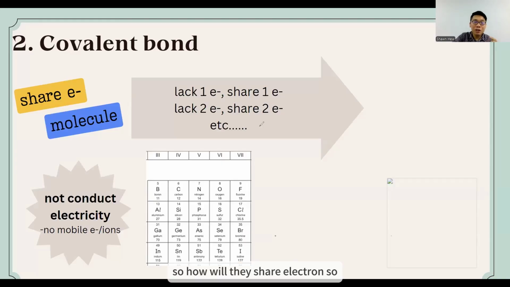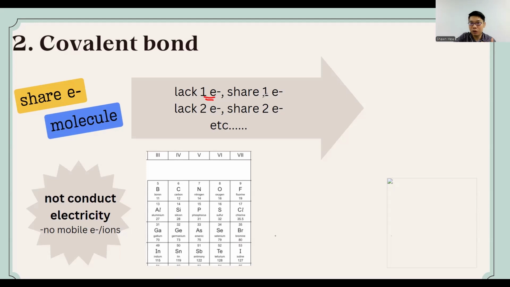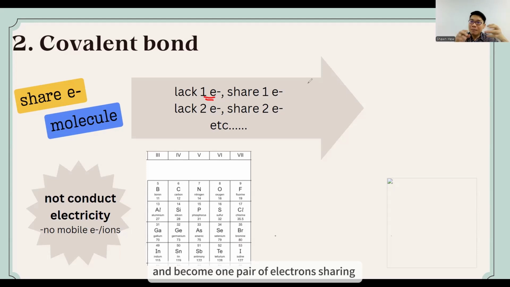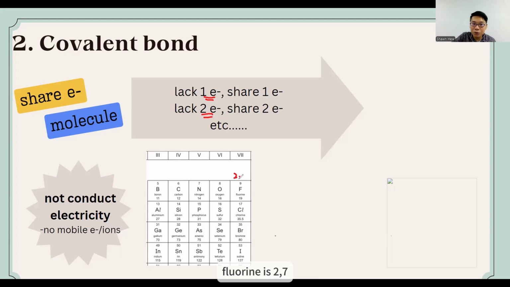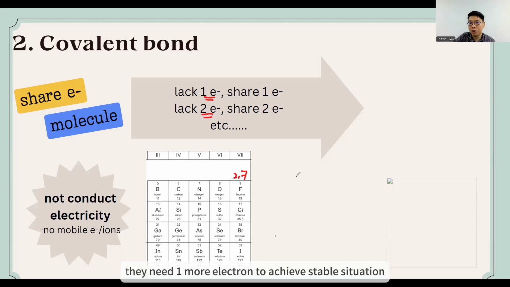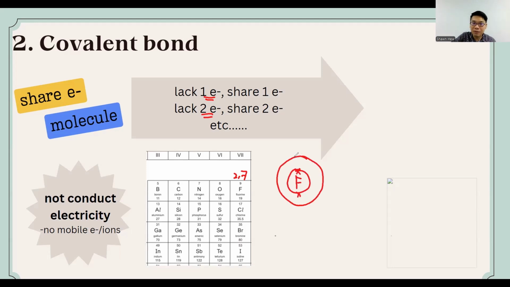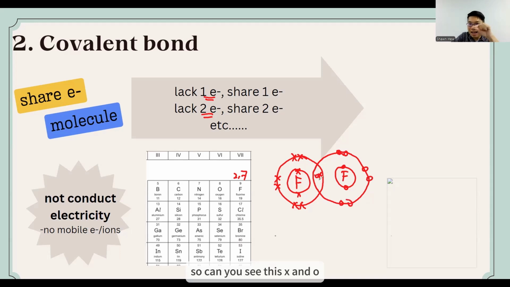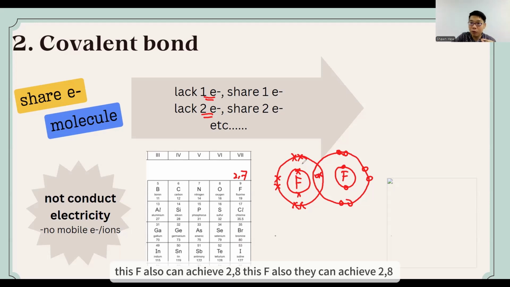We go deeper in. So how will they share electrons? If they lack one electron to achieve the stable situation, they will share one electron and become one pair of electrons sharing. If they lack two, they will share two pairs of electrons. So for example, fluorine. Fluorine is 2,7. They need one more electron to achieve the stable situation. So they will have 7, and then they need to share with another fluorine. 1, 2, 3, 4, 5, 6, 7. So can you see this X and O, they are sharing. So this fluorine can achieve 2,8, and this fluorine also can achieve 2,8.